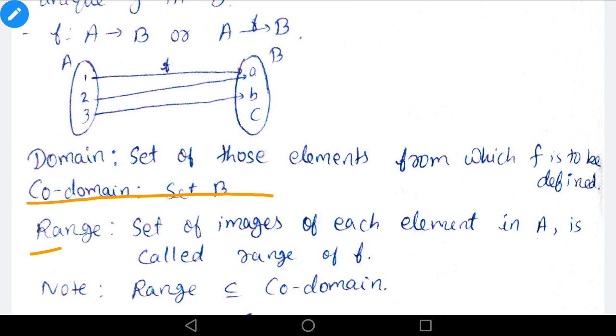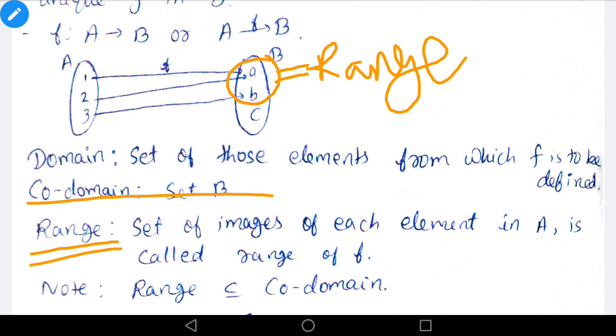I already told, what is range? The set of images of each element in A is called range. Here we are getting A and B as images from set A. So A and B are known as range, and the whole set is known as codomain.